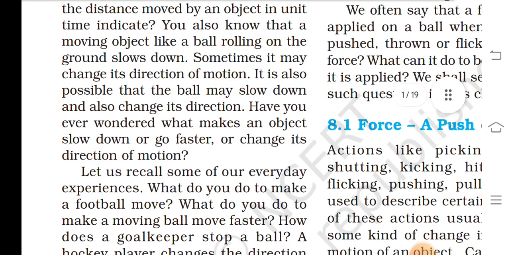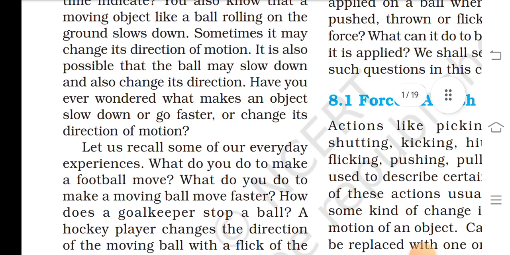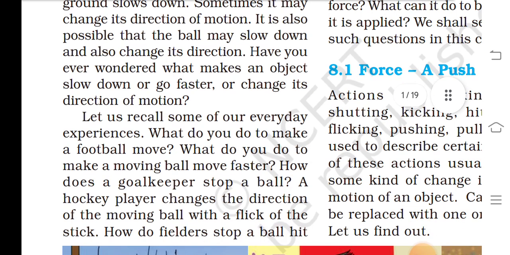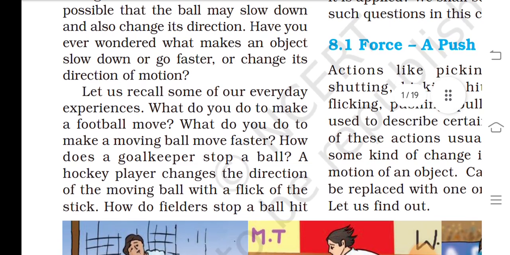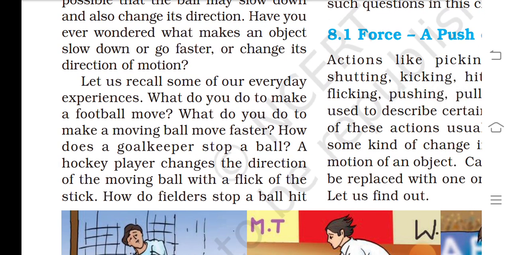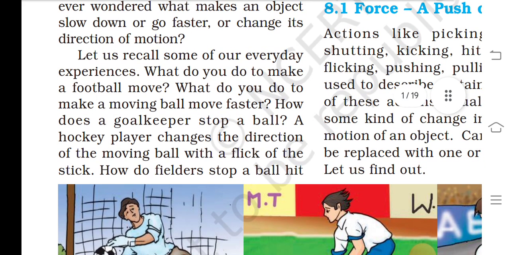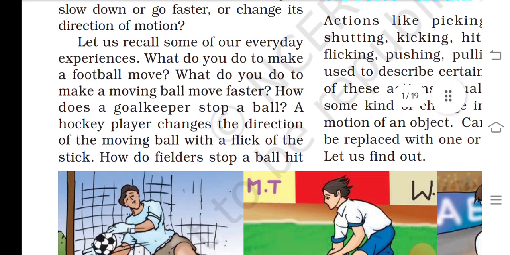You also know that a moving object like a ball rolling on the ground slows down. Sometimes it may change its direction of motion. It is also possible that the ball may slow down and also change its direction. Have you ever wondered what makes an object slow down or go faster or change its direction of motion?